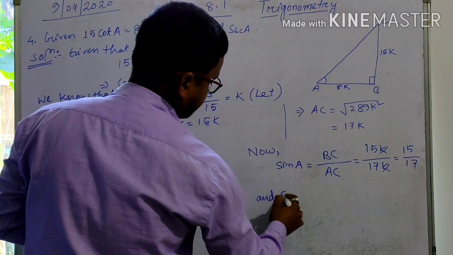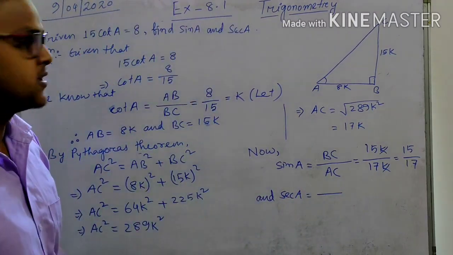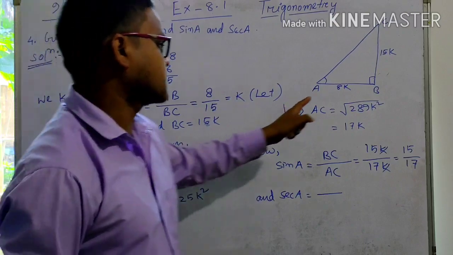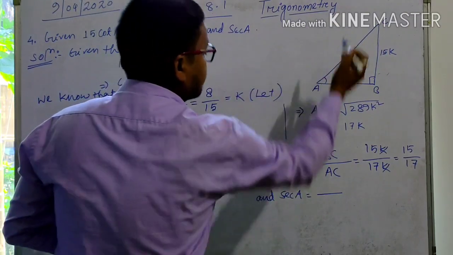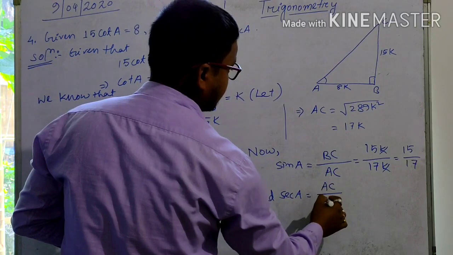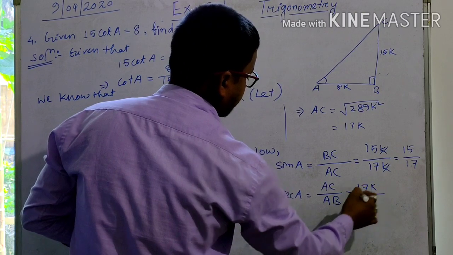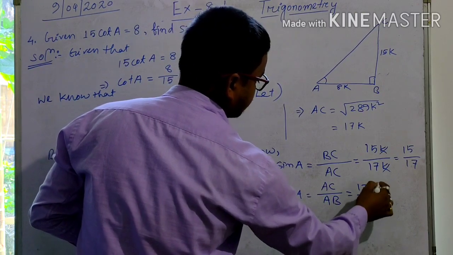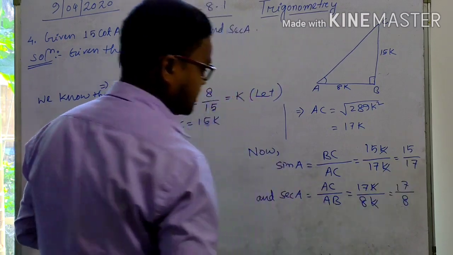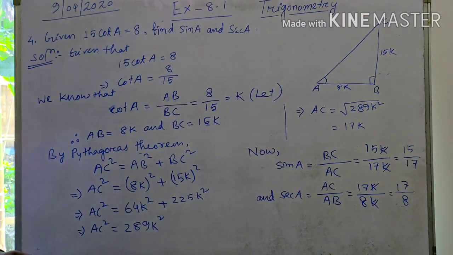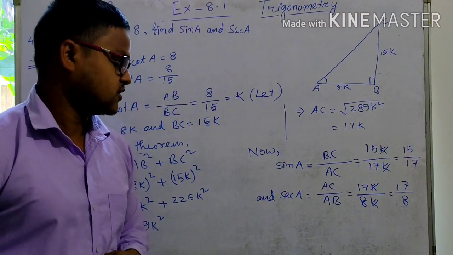Another is sec A. This is the reciprocal of cos. Cos means base by hypotenuse, so here you will get hypotenuse by base, so AC by AB. Your AC is 17K and AB is 8K, and K cancels, so you will get 17 by 8. This is the answer for this question. Okay, so I will continue with another question.